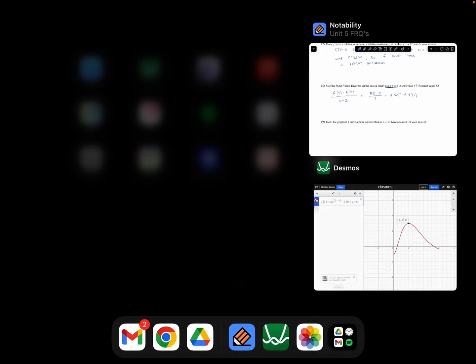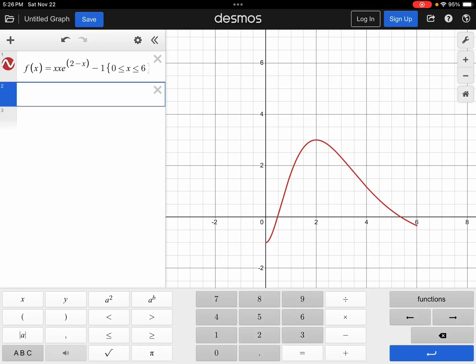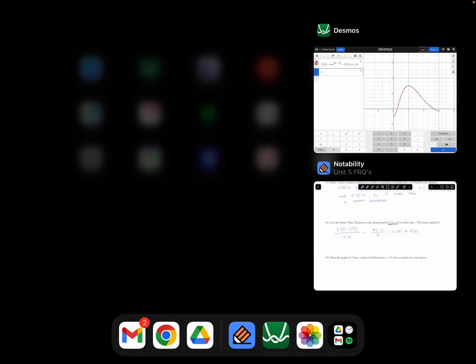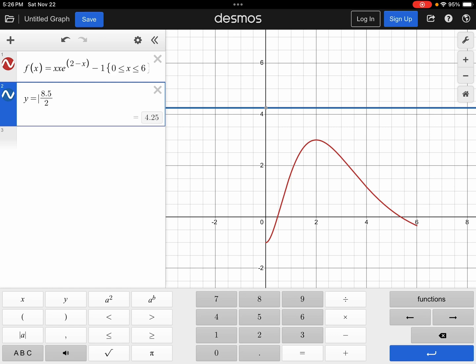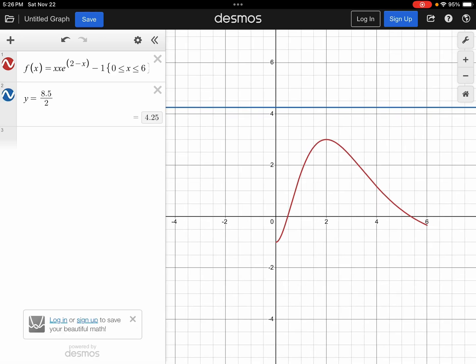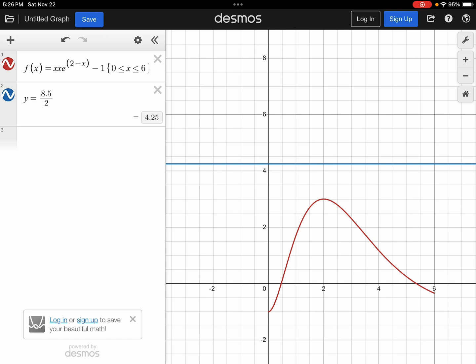And we're going to show here that this does not equal the second derivative of x. So I can show that in the graph right here. I'm going to do 8.5 divided by 2. I'm going to first make sure that that's equal to 4.25. Yep. And then I'm going to do y equals. Okay, so here is this value right here, 4.25, which we have up here, and here's the graph of f double prime. They never equal each other.